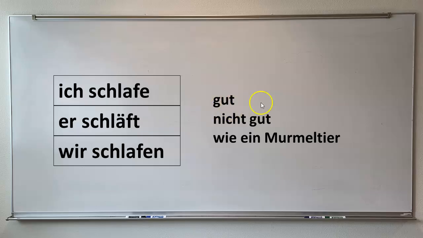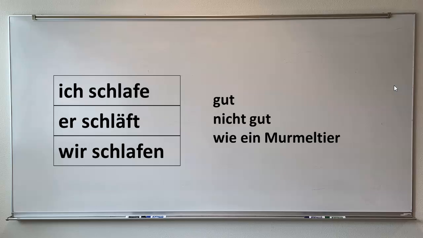So we have gut, which means well, nicht gut, not well, and a very interesting expression here, wie ein Murmeltier. Wie ein Murmeltier means like a groundhog. So schlafen wie ein Murmeltier is to sleep like a groundhog. Groundhogs are known for going into a deep sleep, hibernation during the winter. This would be equivalent to the English expression to sleep like a log. So let's have a little fun and make some complete sentences here.